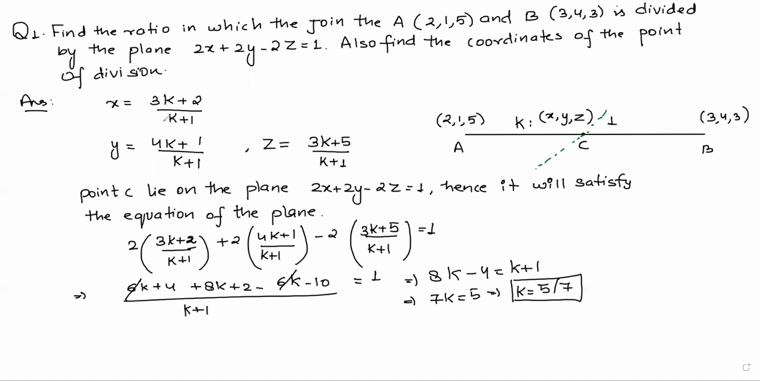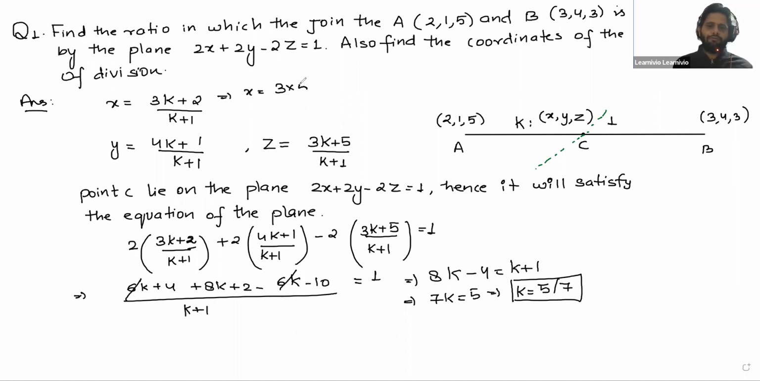Krishna, very good. This is correct. Hudvika, good. This is correct. Please share the Y and Z coordinate also. No, this 27 by 12 is not correct. Please check the answer. Y is 9 by 4. Rishan, do you get the answer? So this is k is equal to 5 by 7. Rishan, you need to put it over here.